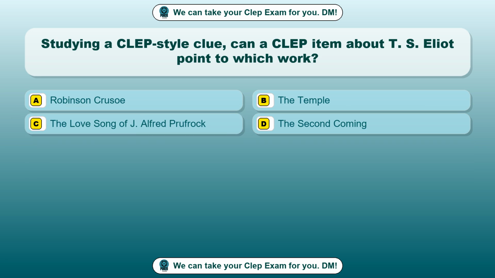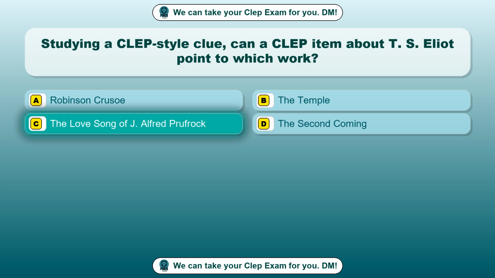Question 95. Studying a CLEP style clue, can a CLEP item about T.S. Eliot point to which work? Option A. Robinson Crusoe. Option B. The Temple. Option C. The Love Song of J. Alfred Prufrock. Option D. The Second Coming. The correct answer is option C.